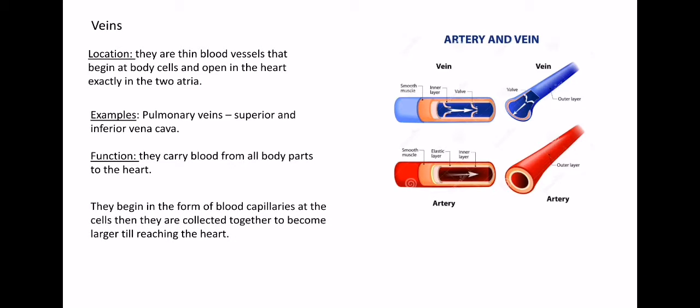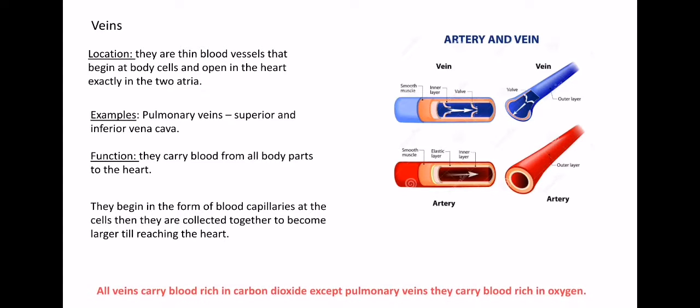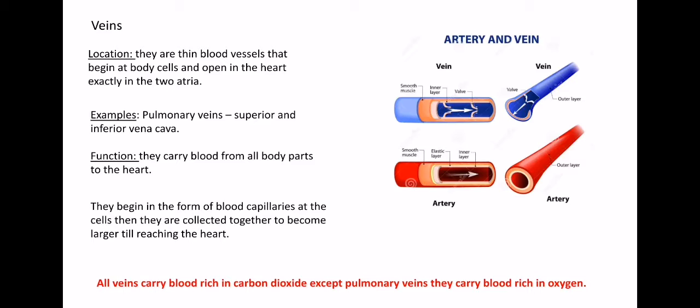They begin in the form of blood capillaries at the cells, then they are collected together to become larger till reaching the heart. All veins carry blood rich in carbon dioxide except pulmonary veins. They carry blood rich in oxygen.